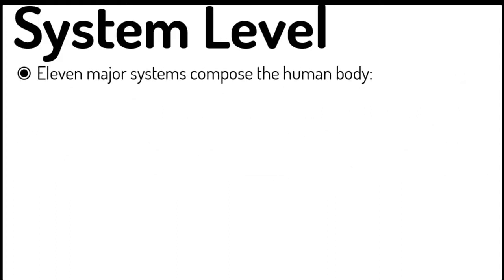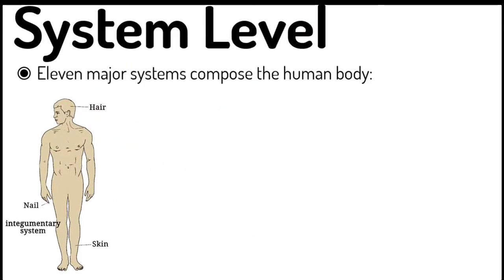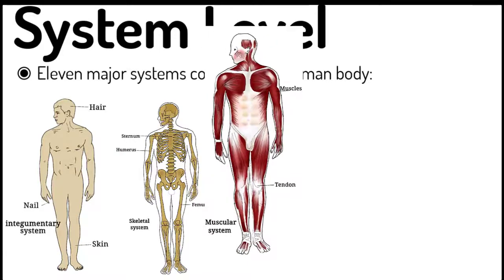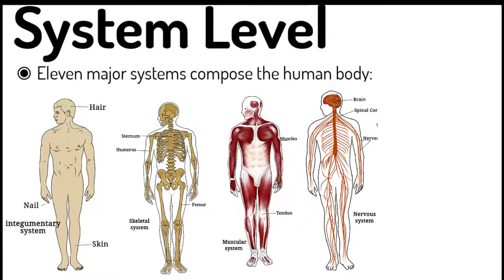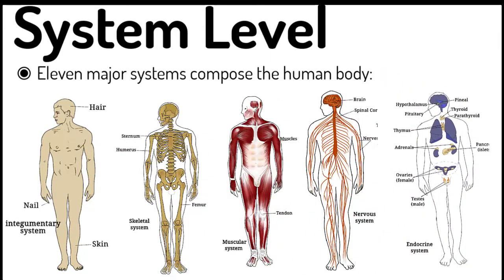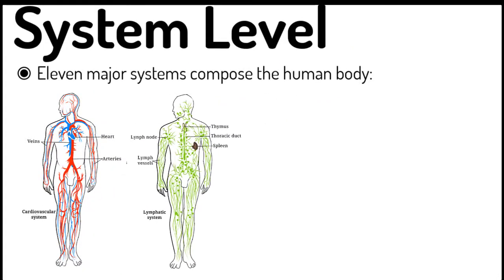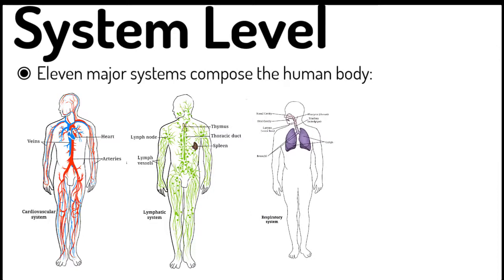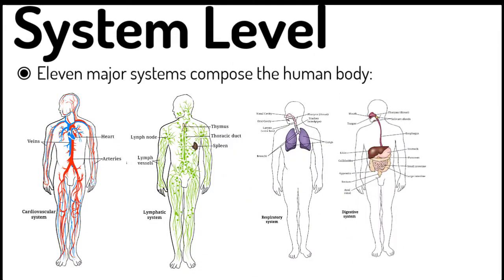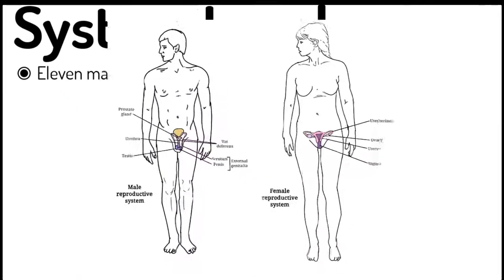Eleven major systems compose the human body: integumentary, skeletal, muscular, nervous, endocrine, circulatory, lymphatic or immune, respiratory, digestive, urinary, and reproductive. Systems that work together to accomplish the general needs of the body will be described next.